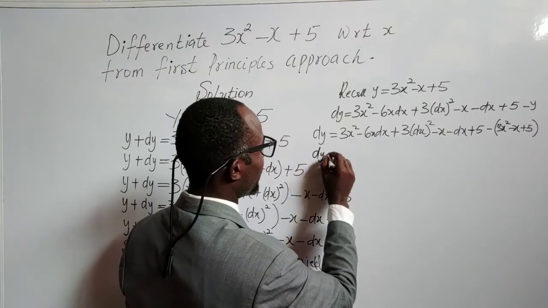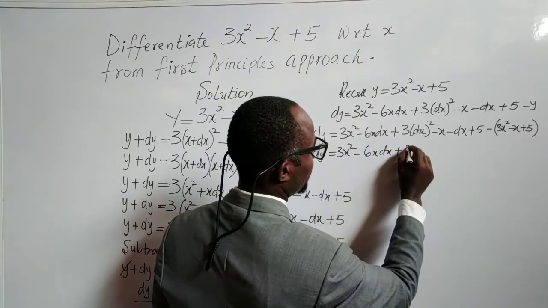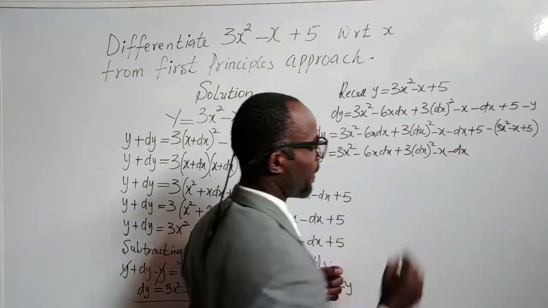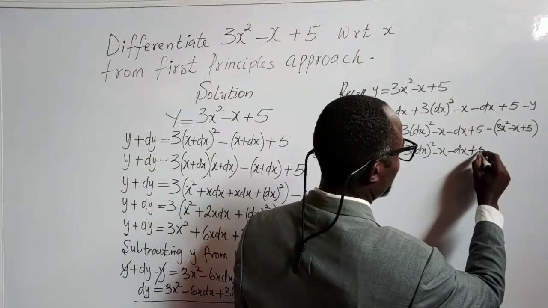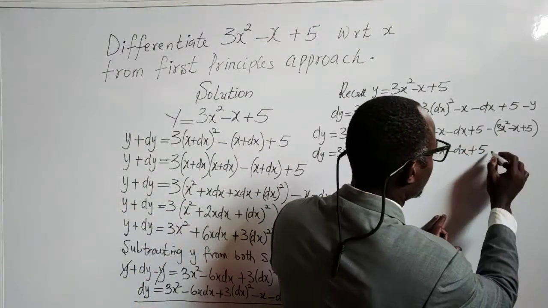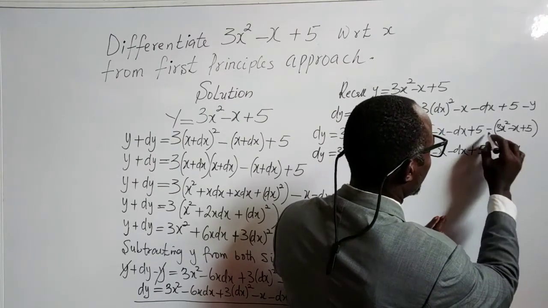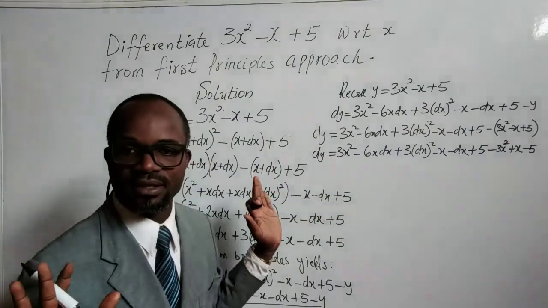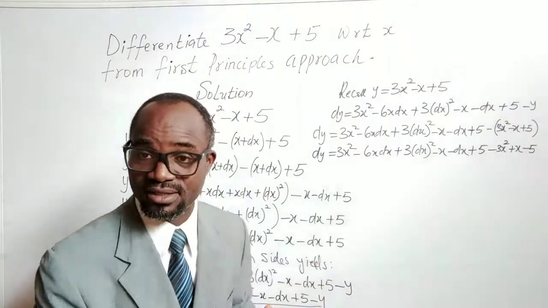We still maintain dy is equal to 3x squared minus 6x dx plus 3 dx squared minus x minus dx, okay? Okay, we're making progress. Plus 5. Now, pay attention closely now. You see, minus x multiplied this will give us minus 3x squared. Multiply this will give plus x, and finally will give minus 5. You can see that is the essence of putting the whole terms within a bracket.